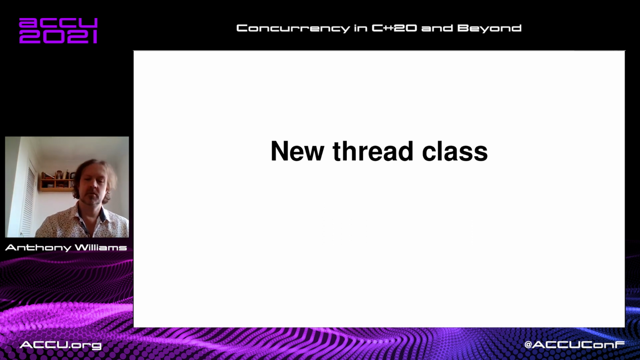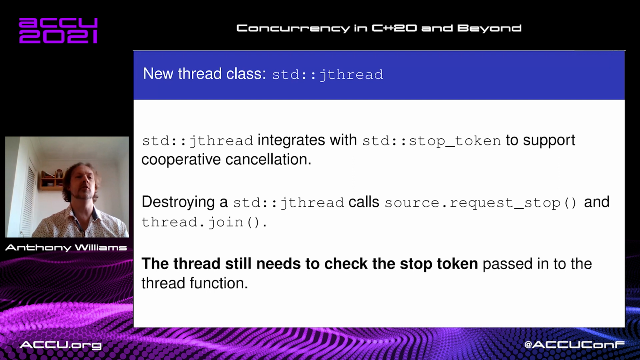So we've got cooperative cancellation. We also have a new thread class. Now, I mentioned in the beginning that one of the things about the jthread class is it automatically joins, but it also integrates with our cooperative cancellation mechanism. So it inherently contains a stop source. When you destroy your jthread object, it calls request stop on that contained source before it calls join. Obviously, your thread still needs to actually check this token in order to do anything with it.